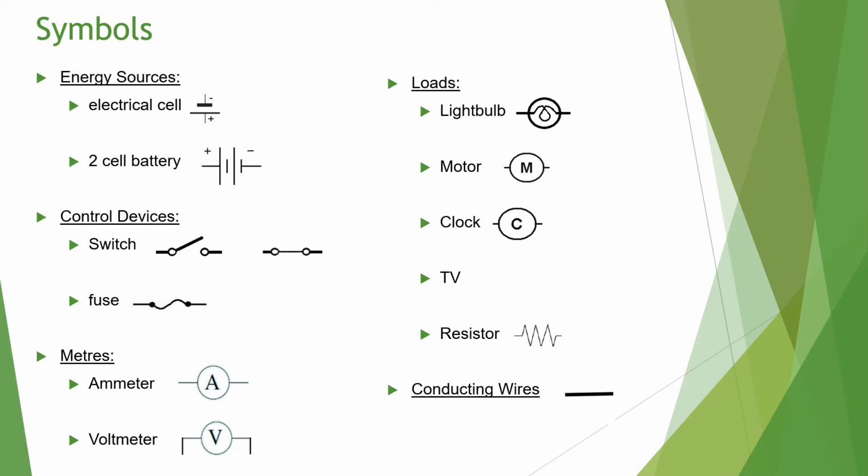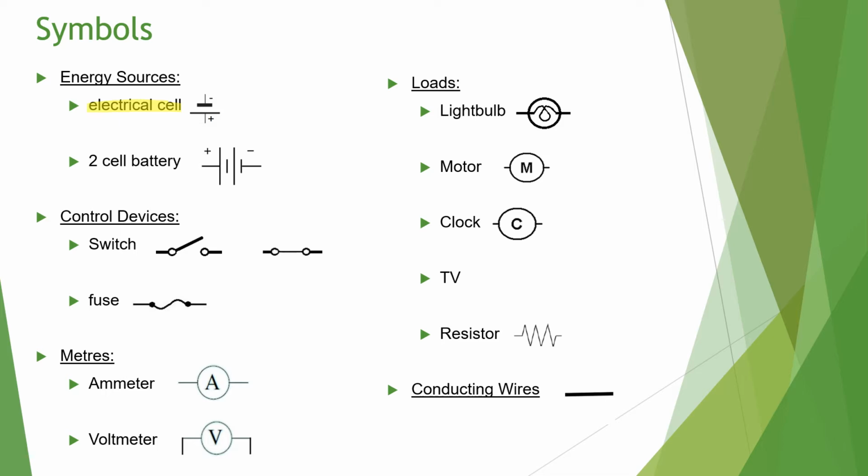Okay, so we're going to learn how to draw these circuit diagrams, but in order to draw these circuit diagrams, we need to know the symbols for the different components of a circuit. So we're going to go through each one. So this here is the symbol for an electrical cell. So this is just for one cell. So if a question says draw one cell, then you're going to have a positive and a negative.